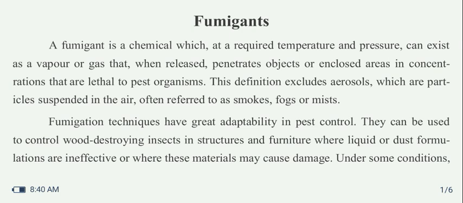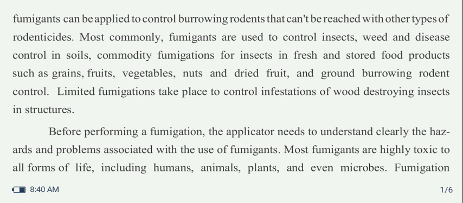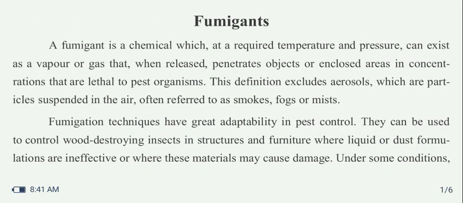They can be used to control wood destroying insects in structures and furniture where liquid or dust formulations are ineffective or where these materials may cause damage. Under some conditions, fumigants can be applied to control burrowing rodents that can't be reached with other types of rodenticides. Most commonly, fumigants are used to control insects, weeds and disease in soils. Commodity fumigations are used for insects in fresh and stored food products such as grains, fruits, vegetables, nuts, and dried fruit, and for ground burrowing rodent control.